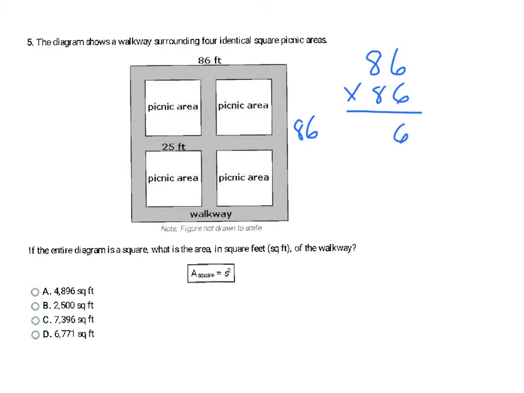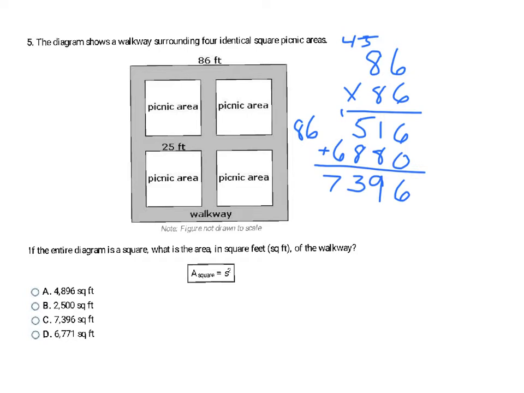6 times 6 is 36. Write down the 6. Carry the 3. 8 times 6 is 48. Plus the 3 is 51. And then write down my 0. 8 times 6 is 48 again. Carry that 4. 8 times 8 is 64. Plus the 4 is 68. And then I have to go ahead and add those numbers. This is going to be 6, 9, 3, or 13, carry the 1, and 7. So that's the area of the whole.